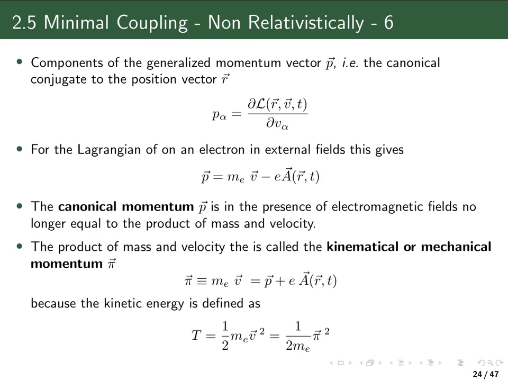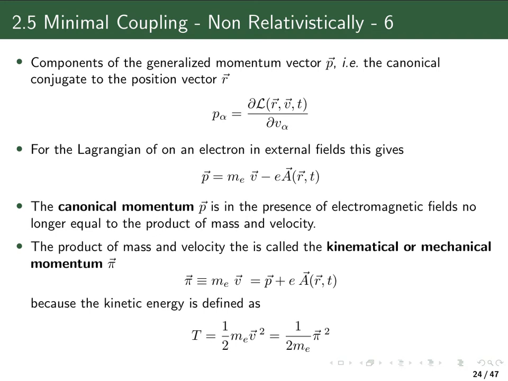That means that the canonical momentum P, or the canonical conjugate momentum P, in the presence of electromagnetic fields, here represented by this vector potential, is no longer just equal to the product of mass and velocity. The product of mass and velocity, that's also momentum, but that's called the mechanical momentum or the kinematical momentum. And we use the simple p for that. So that is mass times velocity.